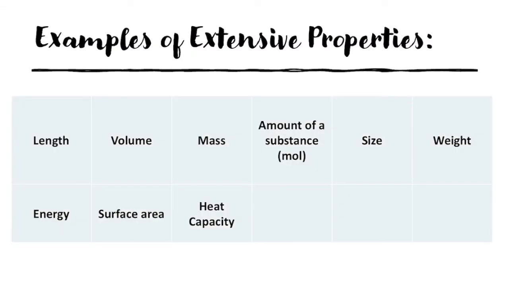So some examples of extensive properties would be things like length, volume, mass, the amount of a substance, which we'll talk about what this means later on this year. That's a mole, it's how we measure the amount of a substance. Size, weight, energy, surface area, or heat capacity. Any of these will definitely be impacted by the sample size that you have. So if I have my silly putty, I've got 5 grams of it. If I cut my silly putty in half, then I only have 2.5 grams. Okay, so mass is going to be an extensive property.